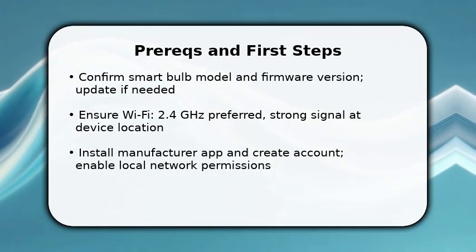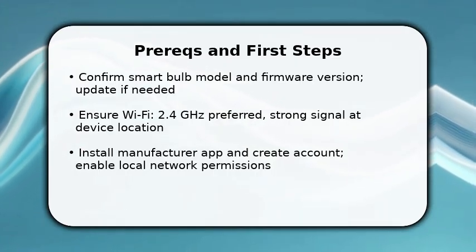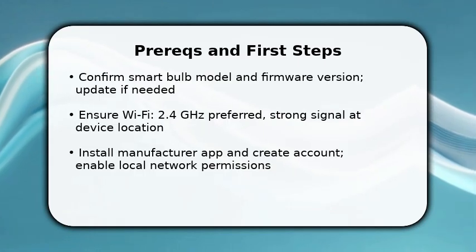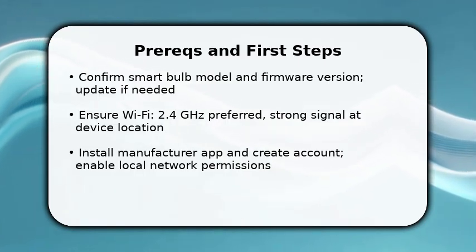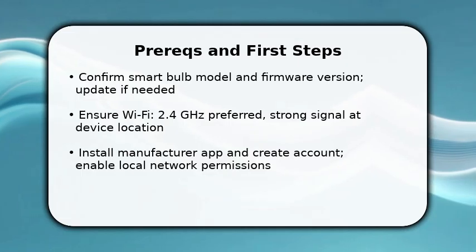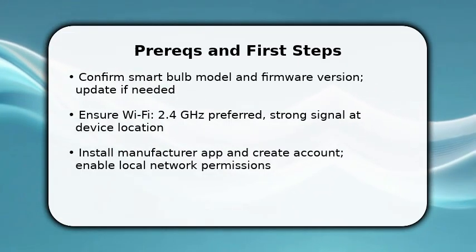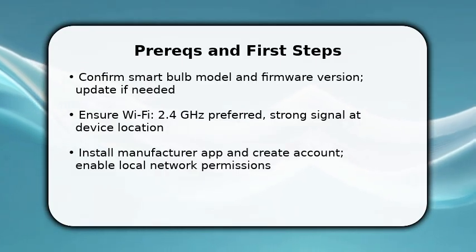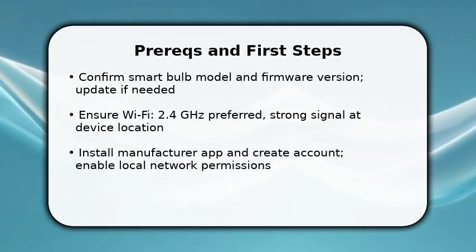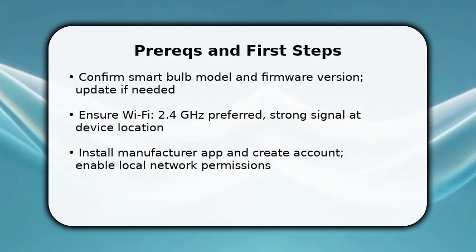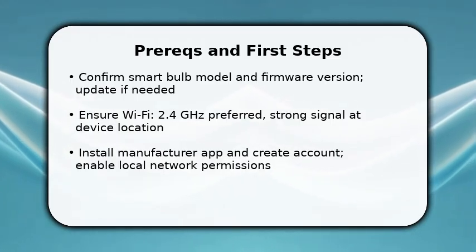First, power the bulb and add it in the manufacturer app using the device discovery flow, because pairing must complete before voice setup. Once the app confirms the bulb online, name it clearly. Use short, unique words for easier voice recognition. Make sure the bulb appears in your device list and is assigned to a room. This prevents conflicts when you link voice services next.